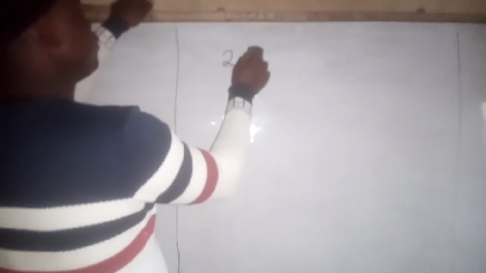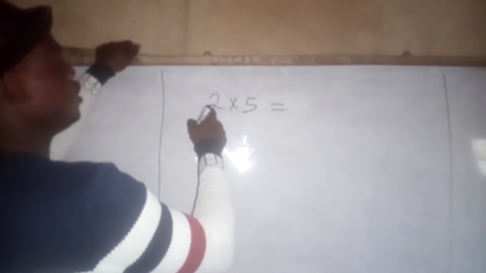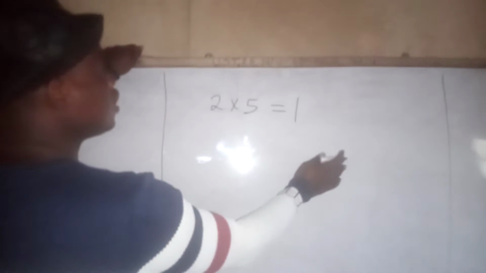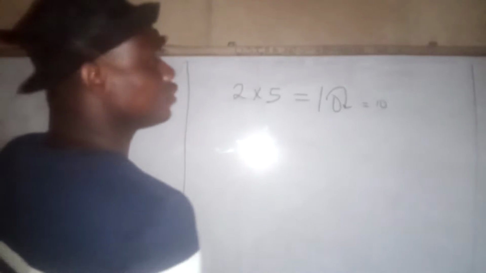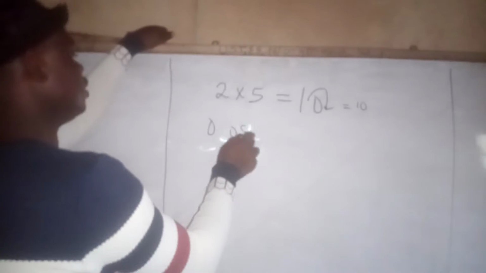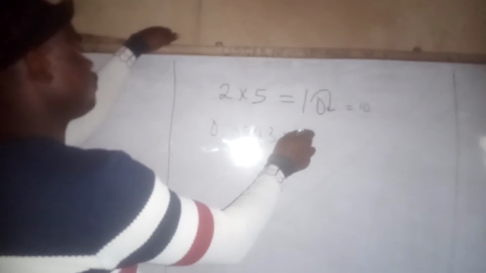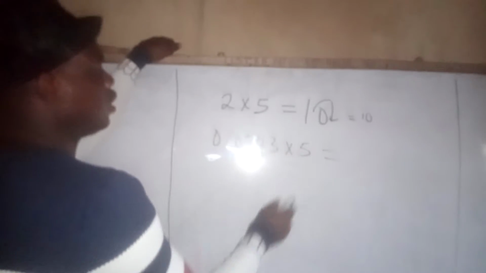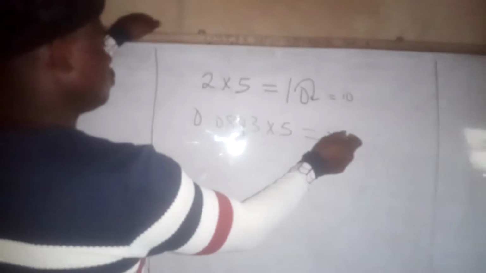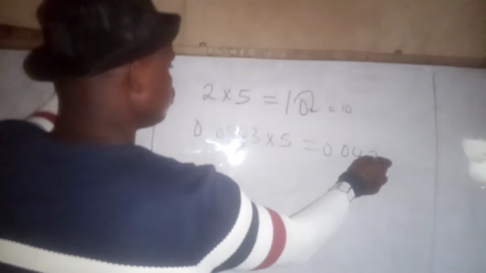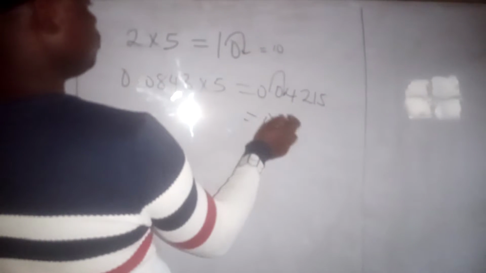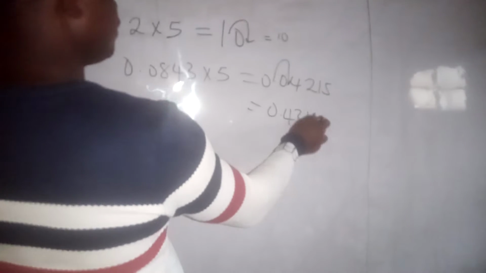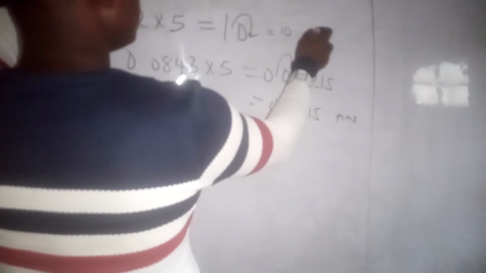For instance, 2 multiplied by 5. The half of 2 is 1, and 1 is also 1.0. So you shift the decimal place one step forward, that gives you 10. Now 0.0843 multiplied by 5, no problem. Half of 0.0843 is 0.04215. Shift the decimal place one step forward, and that gives you 0.4215. That is your answer.